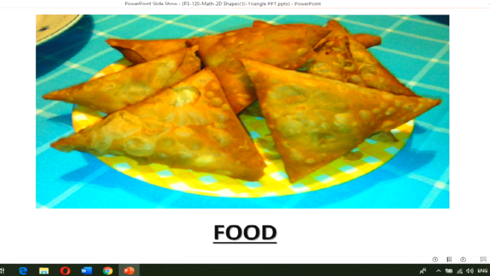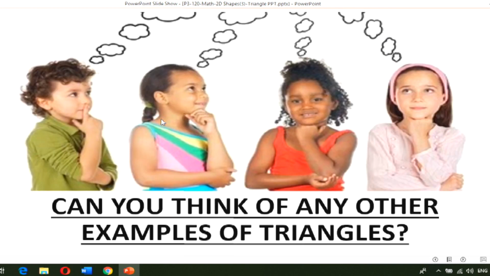Food. Does anybody know what type of food this is? This is Indian food. Yes, and what shape is the food? Triangle, yes. So you can see there are triangles everywhere. Can you think of any other examples of triangles? No? Okay, very well done, guys. Round of applause.